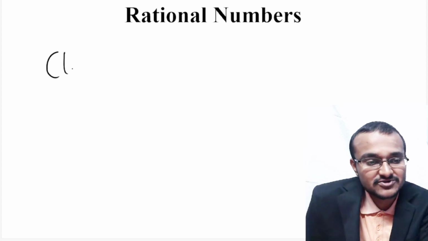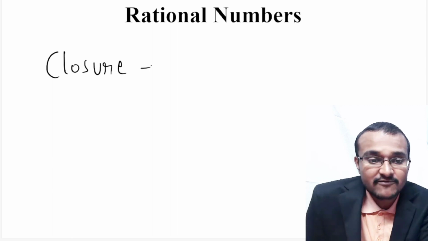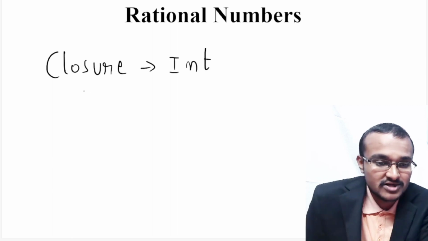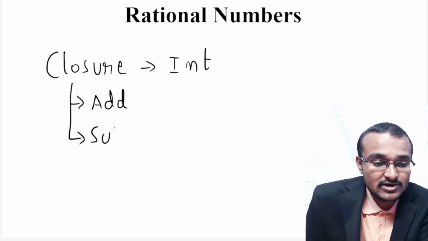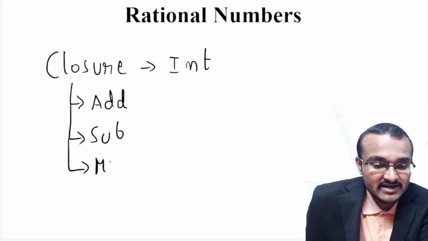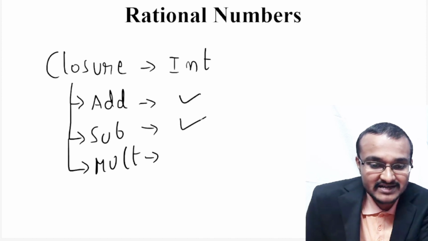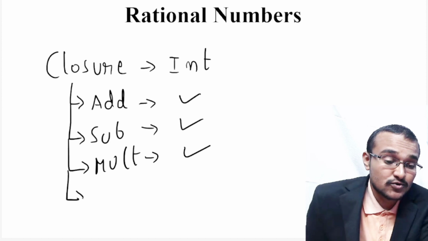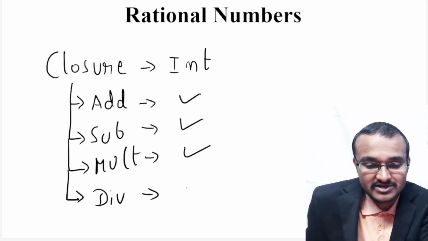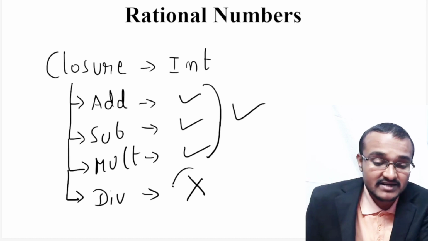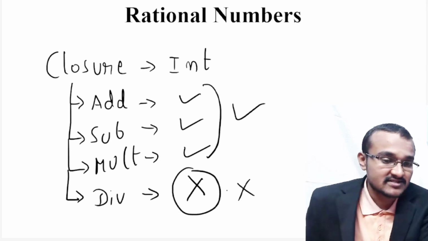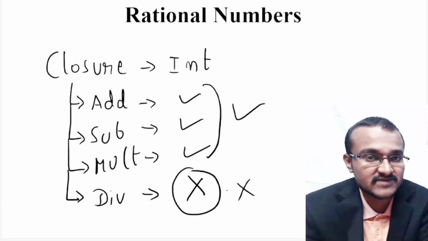So coming to the conclusion of this closure property for integers, let us see which were satisfied. Closure property under addition, under subtraction, and under multiplication: all these three were satisfied by integers. So I am putting a tick mark for all these three. But closure property under division was not satisfied by integers.